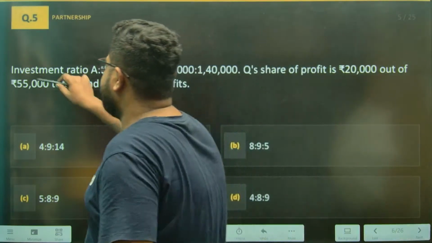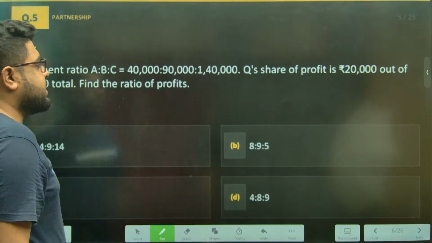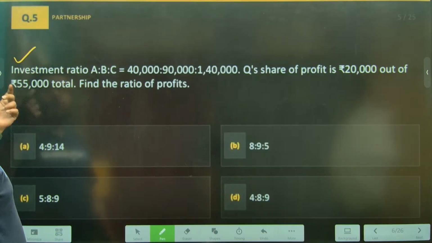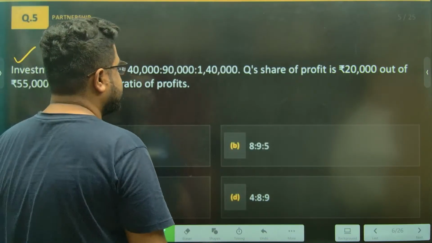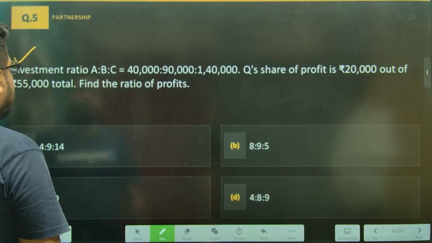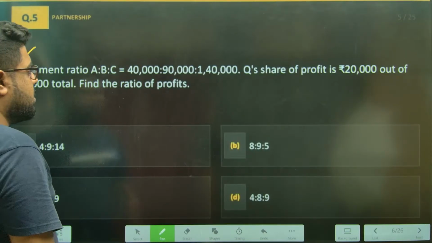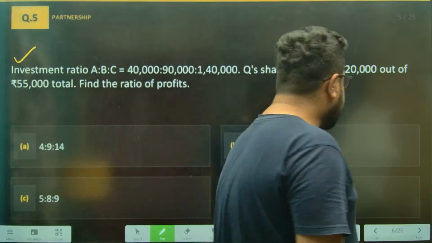Next one, please, sir. Investment ratio of A is to B is to C. Given Q share profit 20,000 out of 55, ratio of profits. Huh. One second. How can Q come here?